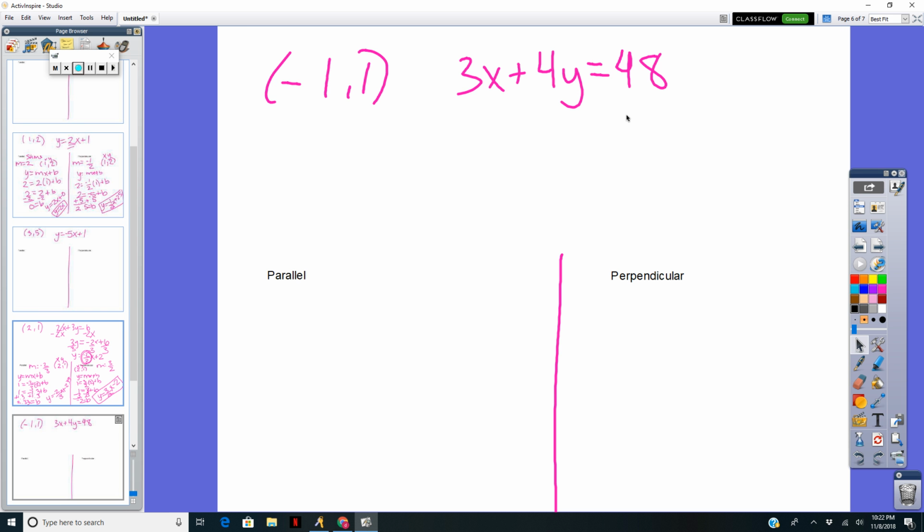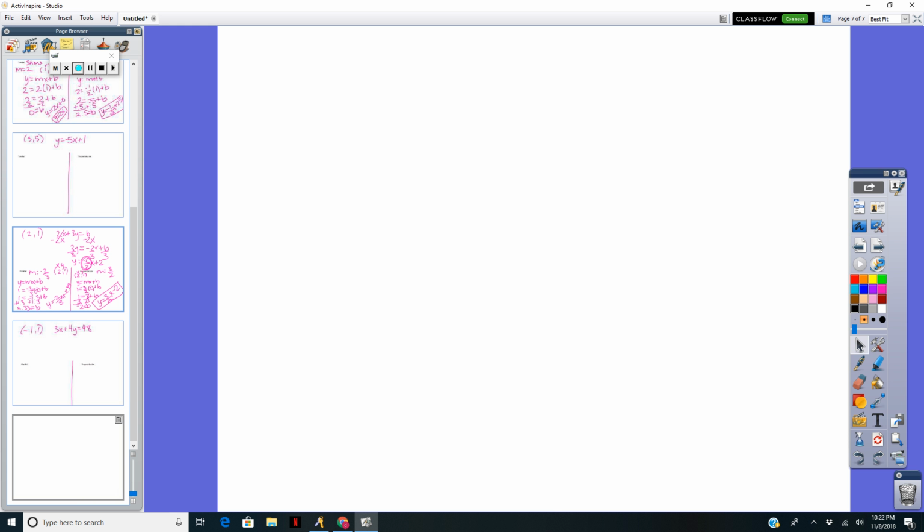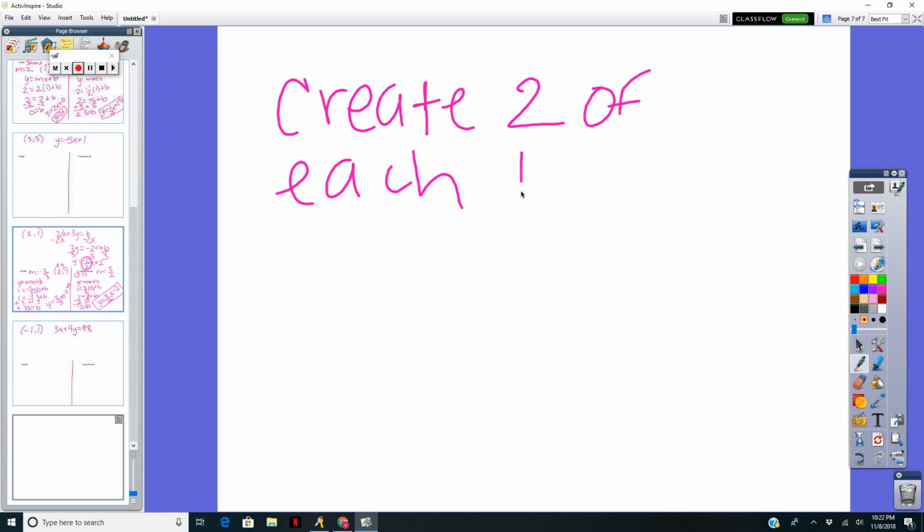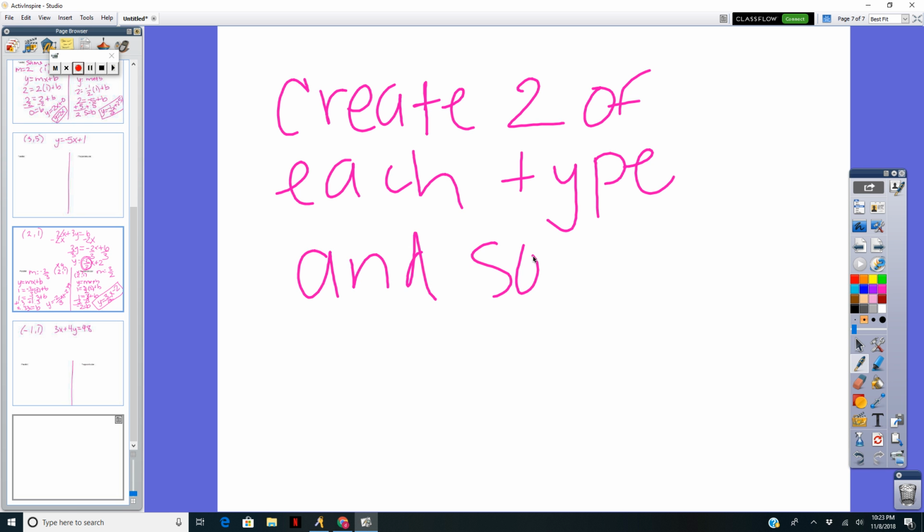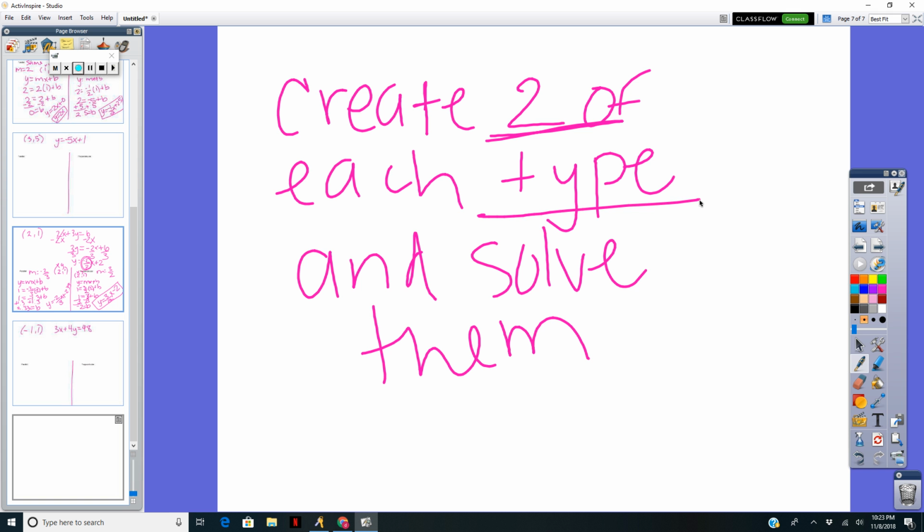Okay, but what I want you guys to do is create, I can write it down here, create 2 of each type and solve them. Okay, so create 2 of each type, and you're gonna go ahead and solve them. And then you're gonna turn in this paper to the sub where you copied the work, where you did your own work, and so on.